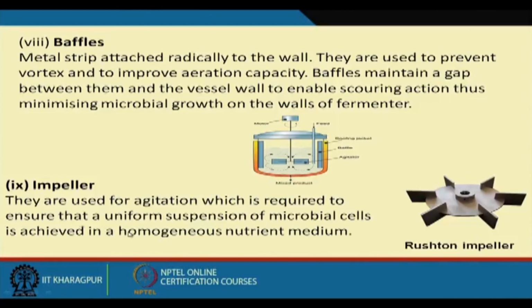Now, impellers are very important. They are used to agitate. I already explained the function of the impeller: it ensures that a uniform suspension of the microbial cells is achieved in a homogeneous nutrient media. Here you can see this is the disc, and it is connected with different blades, numbering 1, 2, 3, 4, 5, 6. This number you can vary: you can make it 5, 6, 7, whatever.